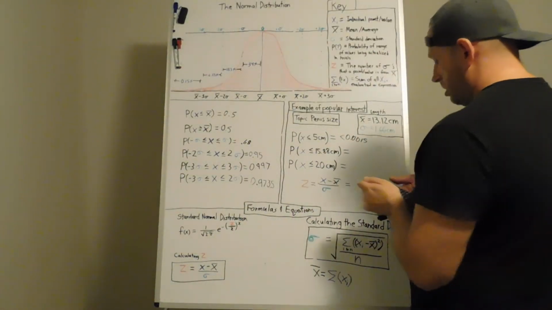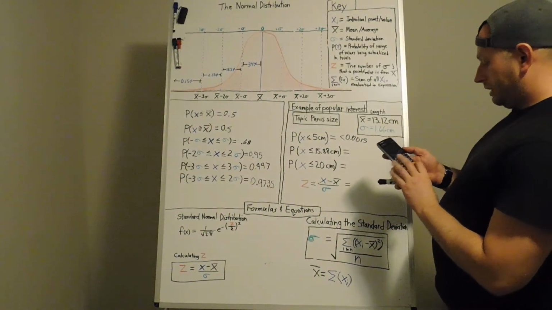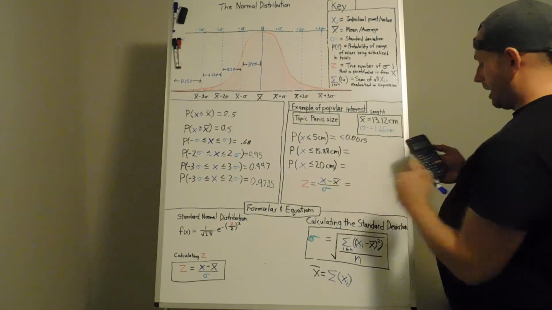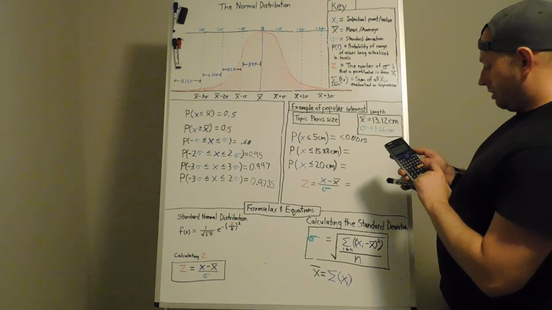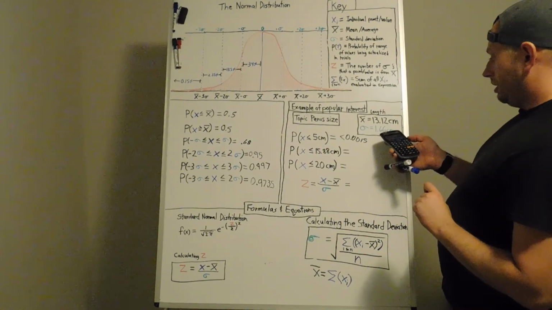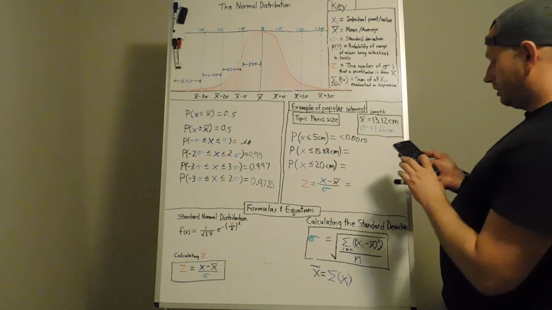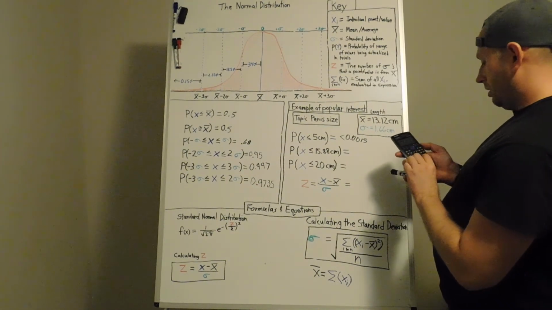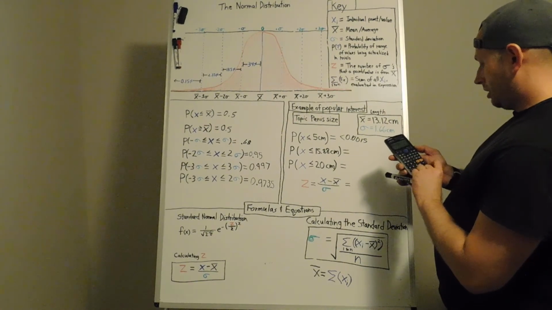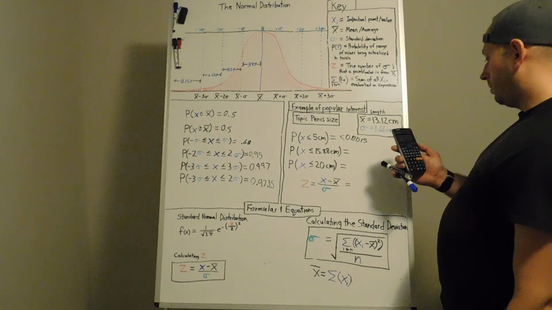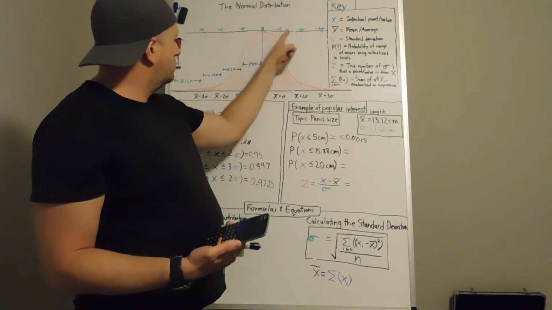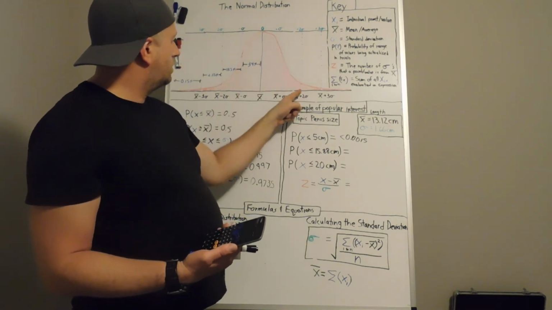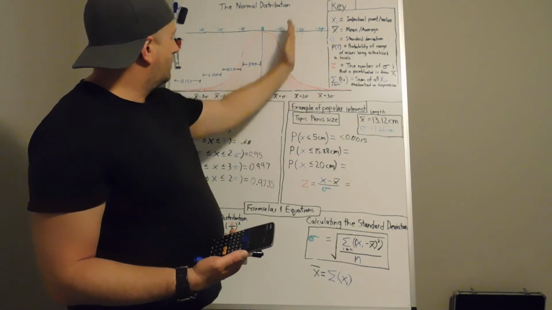So you can go 15.88 minus the average, which was 13.12. Then you divide that by the standard deviation, which is 1.66. And you just happen to get 1.66. So if you look at this, where's 1.66? That's 1, and then 2, so it would be somewhere right around here.